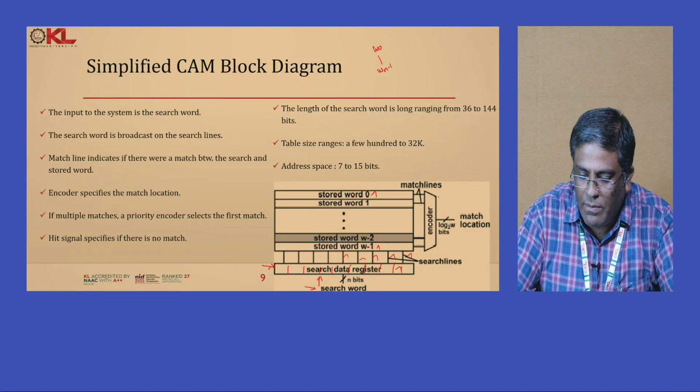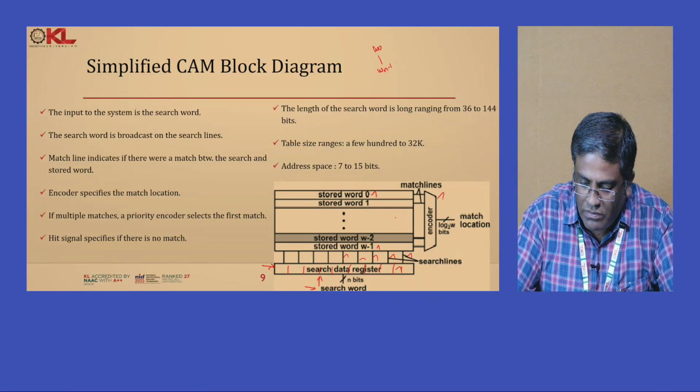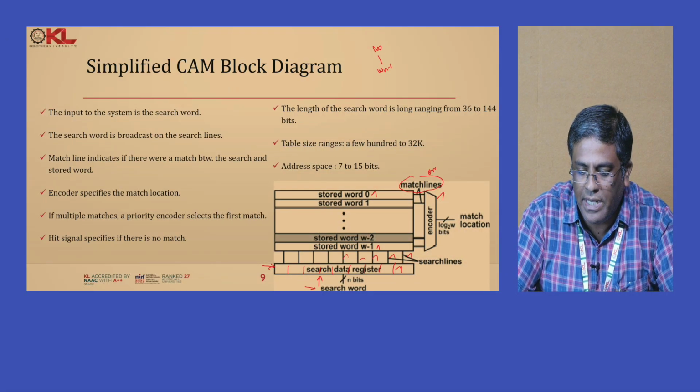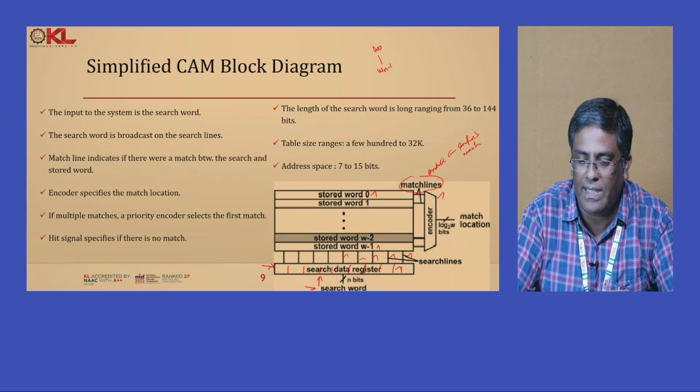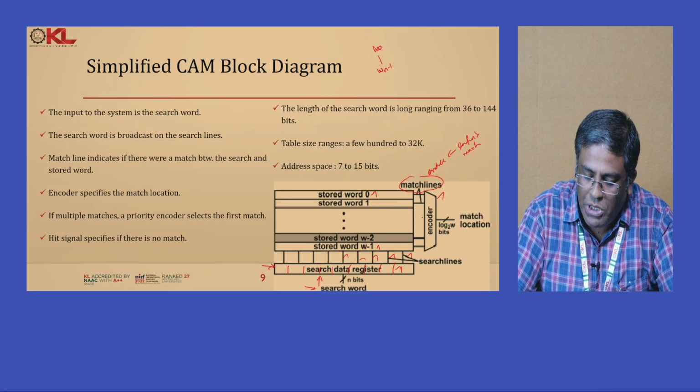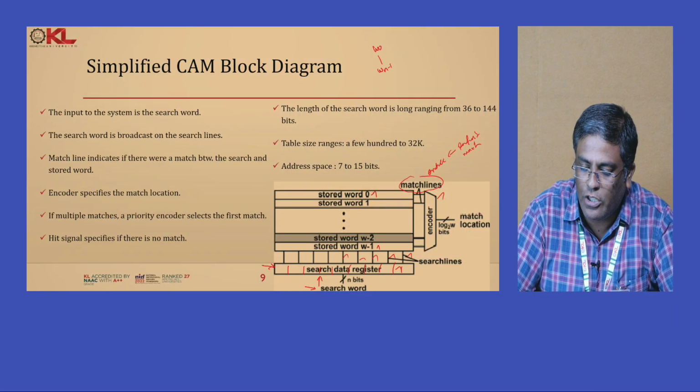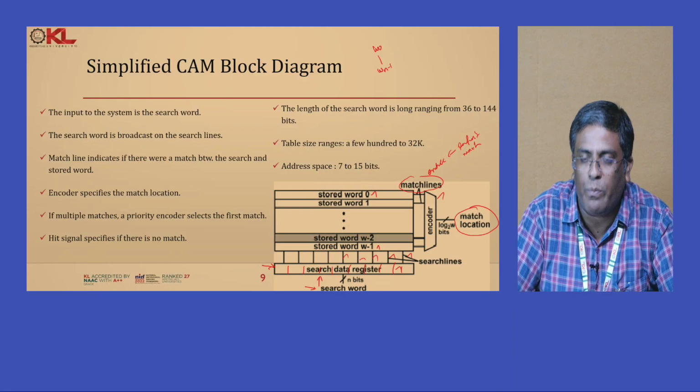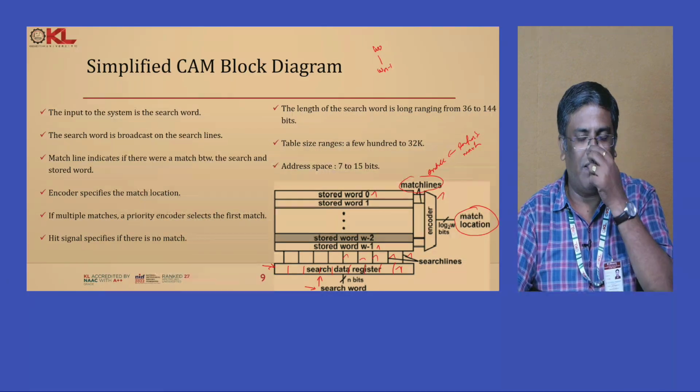On the output side we can see the encoder. The encoder is connected to the stored words through the match lines. A match line will be enabled when a perfect match is identified, so that the respective address will be encoded and provide the match location at the output side of your CAM, right?